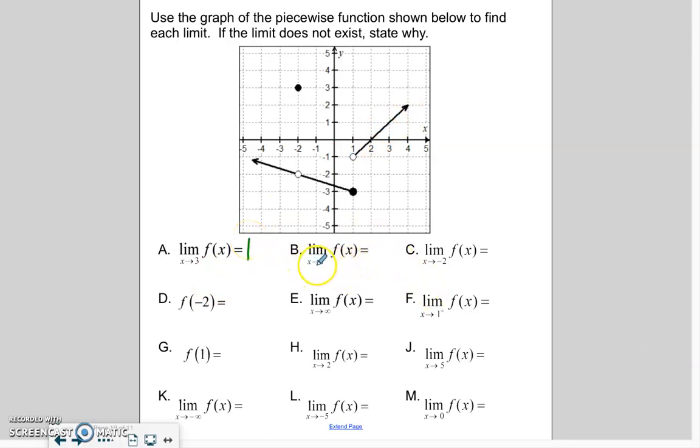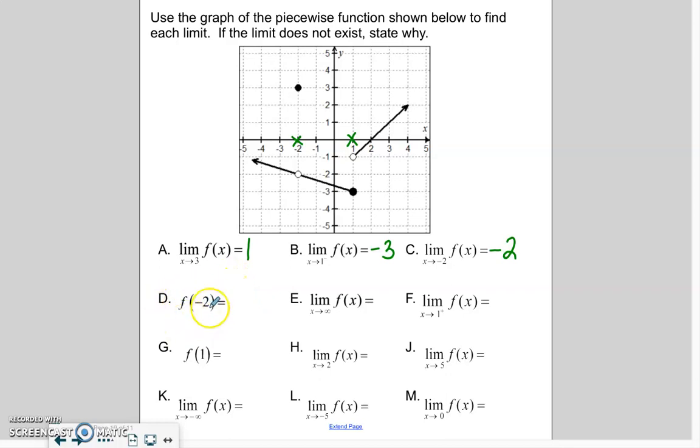The limit as x approaches 1 from the left. So here's 1. Come from the left and you're at -3. X approaches -2. No directional component. So come from both sides. And you're at a y value of -2.